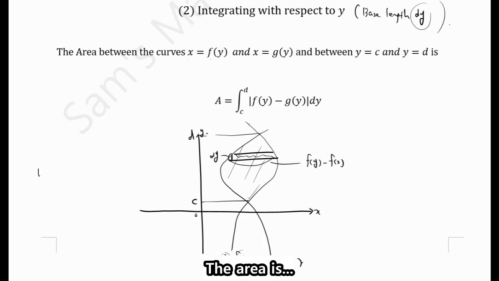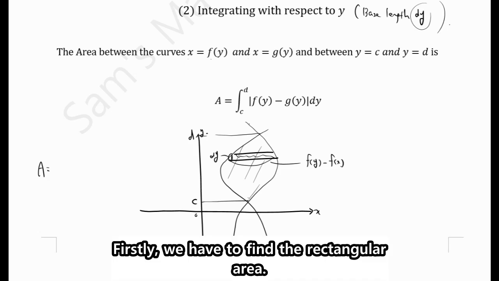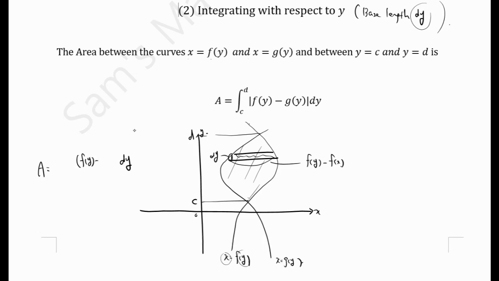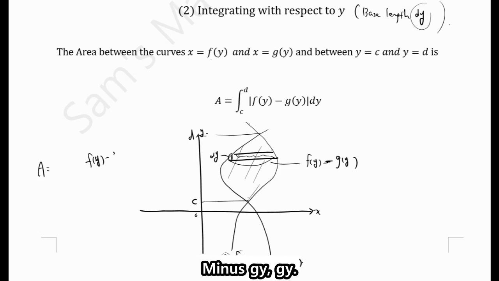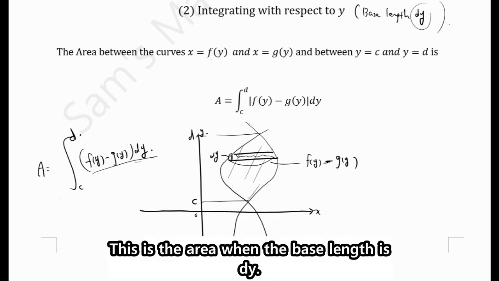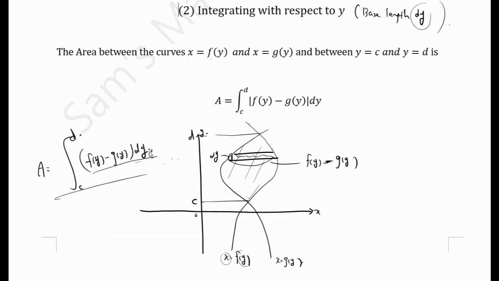The area is, firstly, we have to find the rectangular area, which is the base length multiplied by the height. The height is f(y) minus g(y), times dy. We have to sum these sub-rectangular areas from c to d. This is the area when the base length is dy.